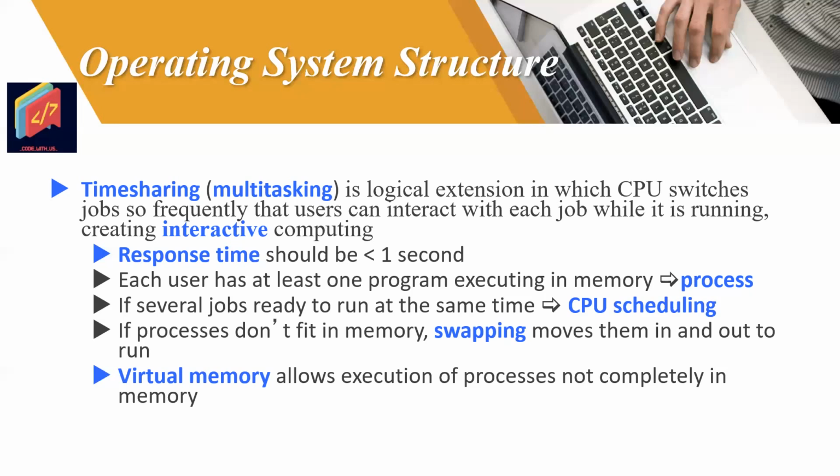If processes don't fit in memory, then swapping moves them in and out to run. So if any process doesn't fit in memory, swapping takes place and moves it in and out to run the process. Virtual memory allows execution of a process that is not completely in memory.